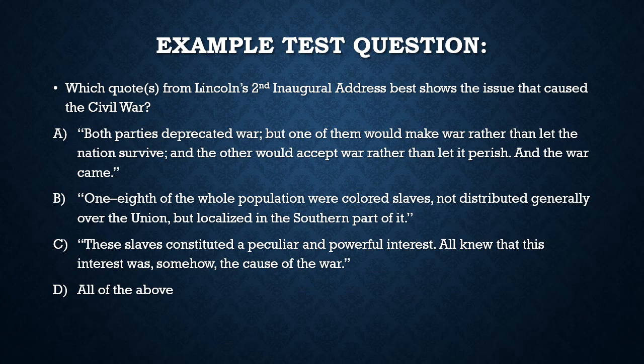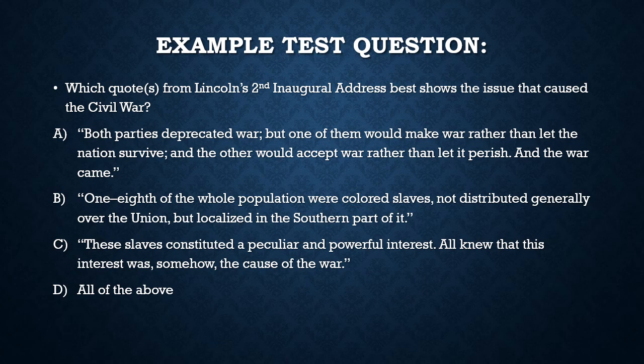So A, both parties deprecated war, but one of them would make war rather than let the nation survive, and the other would accept war rather than let it perish, and the war came. This is a tricky one because it is saying basically what instigated the war. The main thing to note is that there's a tricky wording here. It's not actually mentioning the issue specifically that caused the war. It's just saying that they did instigate the war and it came. So A is actually not going to be a good answer because it's not specifically talking about what issue caused it. And now let's go on to B then.